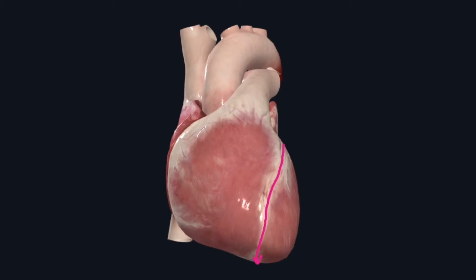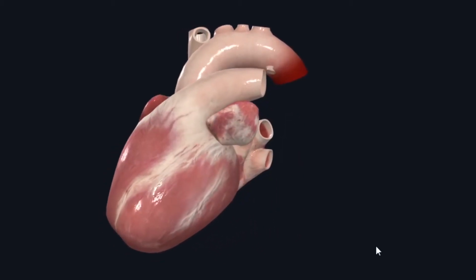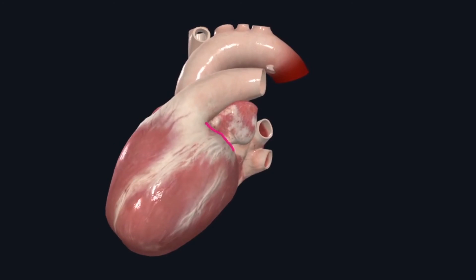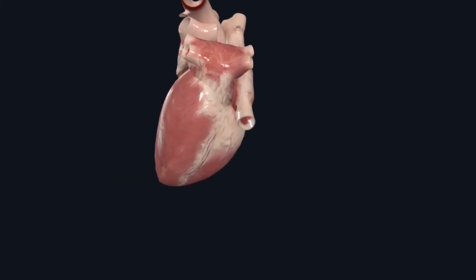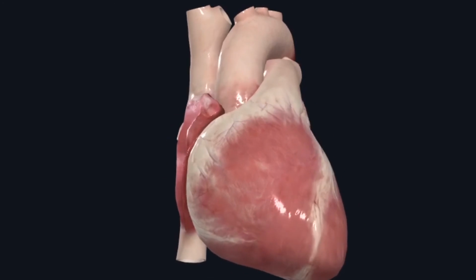Additionally, along the margin separating the right atrium from the right ventricle, we have the atrioventricular sulcus. Another atrioventricular sulcus exists on the left side of the heart as well, separating the left atrium from the left ventricle. If we shift to the posterior side of the heart, we can actually see that there's a posterior interventricular sulcus as well. All of these will be more important when we talk about coronary arteries and cardiac veins.